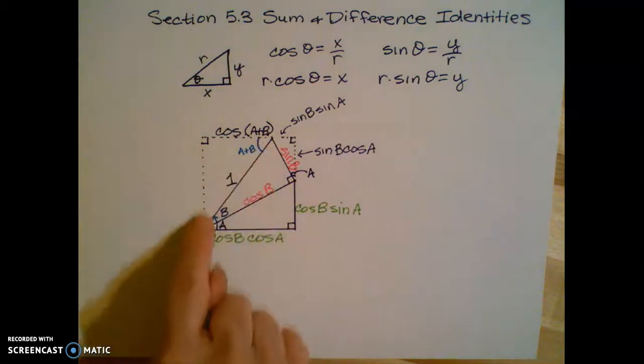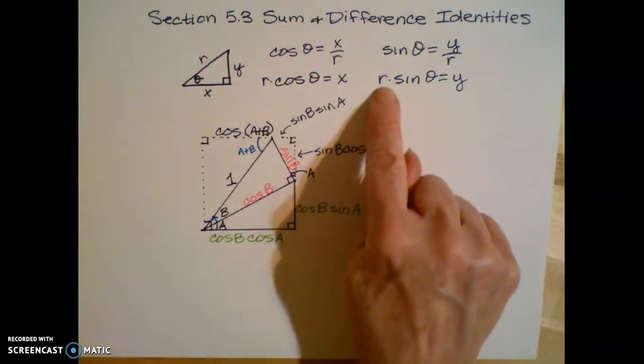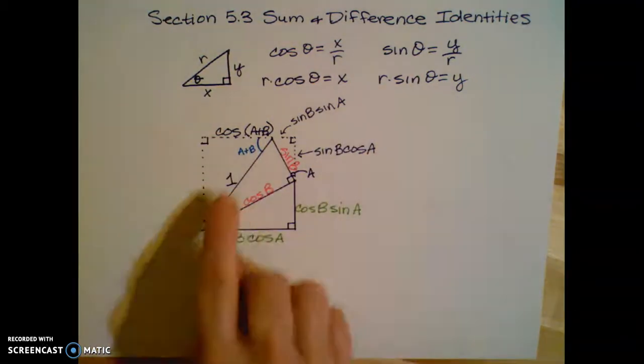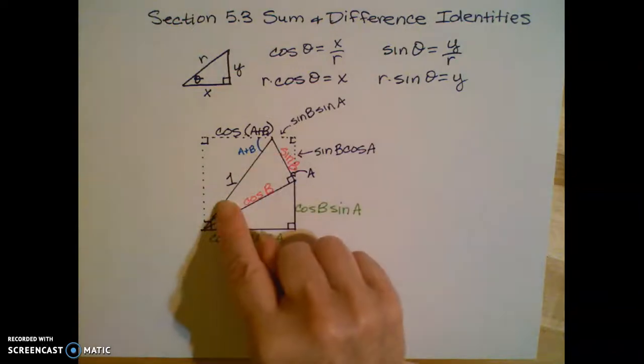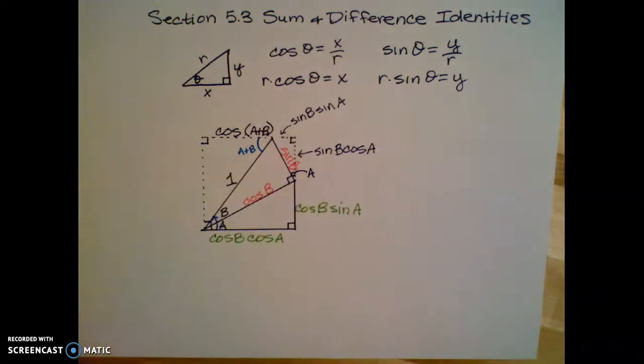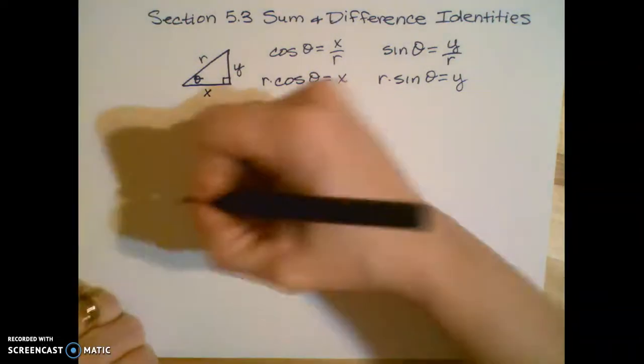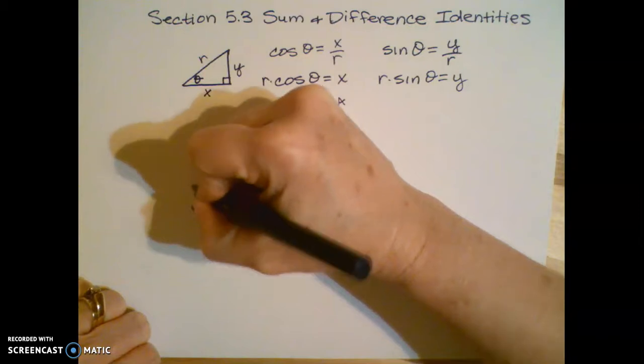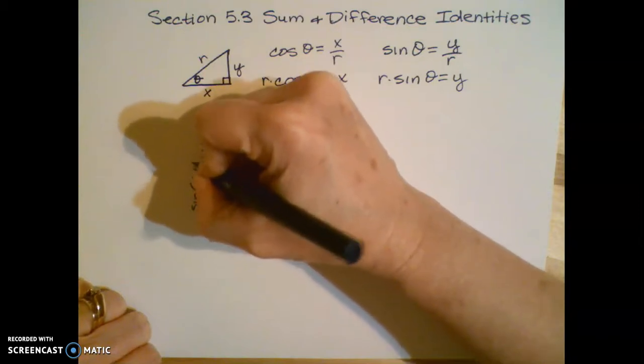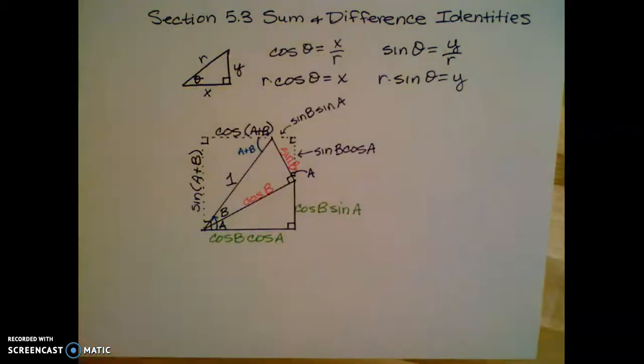Likewise, the side opposite that angle is the length of the hypotenuse times the sine of the angle. So the length of the hypotenuse, 1, times the sine of the angle, produces the sine of the sum A plus B. Okay, so we've got every side identified in this case. Now let's look at what's actually going on.